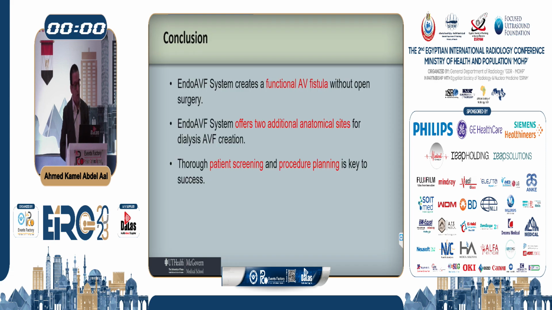So in conclusion, the Endo-AVF system creates a functional AV fistula without open surgery. Endo-AVF systems offer 2 additional anatomic sites for dialysis AVF creation. Thorough patient screening and good planning for the procedure is key for success.